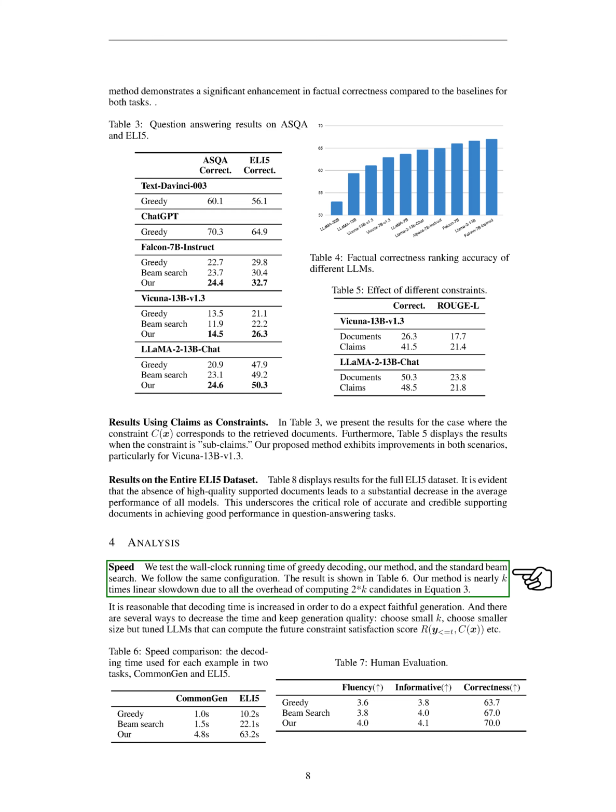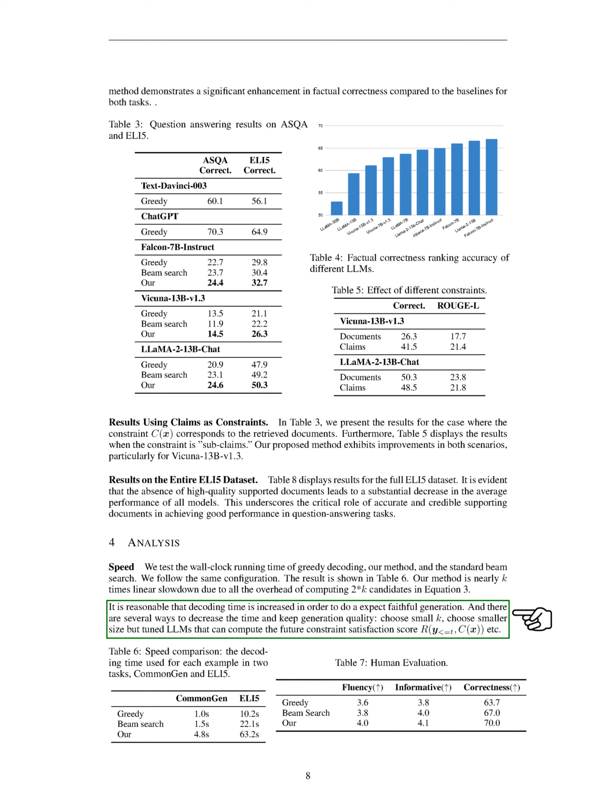In terms of speed, our method is slower than greedy decoding and standard beam search because it has to compute 2*k candidates in the equation. However, this increase in decoding time is a reasonable trade-off for more accurate generation. There are several ways to reduce the time and maintain the quality of the generation, such as choosing a smaller K or using smaller, tuned LLMs that can compute the future constraint satisfaction score.